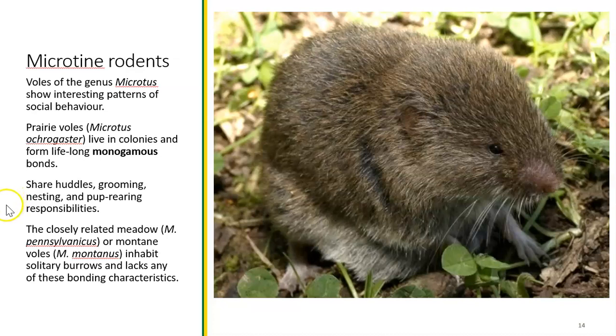Now, if we look at a closely related species of voles called the meadow voles, or the montane voles, they inhabit solitary burrows and lack any of the bonding characteristics. So the prairie voles are pretty special, whereas these other voles don't do that.